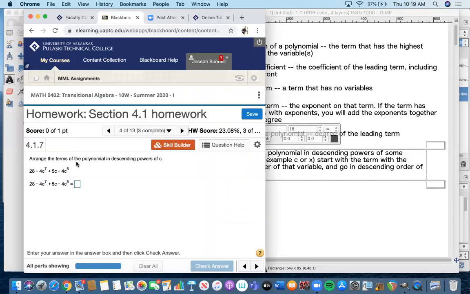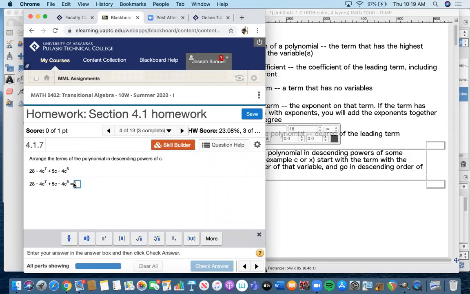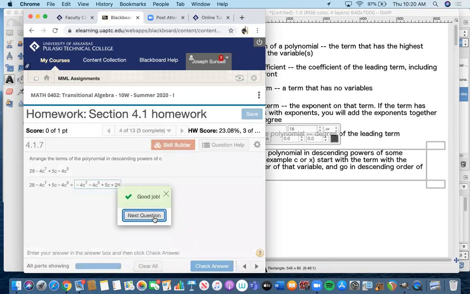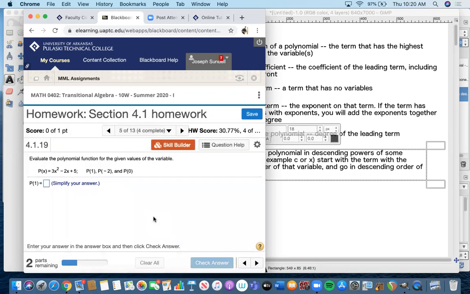Okay, so in this case, arrange the terms of the polynomial in descending powers of c. The highest power is that negative 4c to the 7th. You have to make sure you bring the sign with it. So negative 4c to the 7th. The second highest power would be minus 4c to the 5th. Now the third highest power is just going to be plus 5c. Remember, that would be like a 1 on that exponent. And then the lowest power, there's no c on 28, so that's going to be the lowest power. So that's descending order.